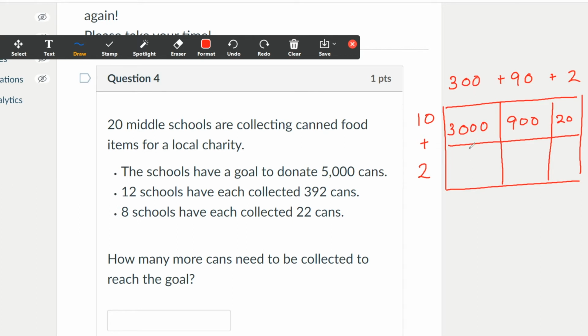Down here we have 300 times 2. That's 2 zeros. And then 3 times 2 is 6. Over here we're going to have 2 times 90. That's 1 zero. 2 times 9 is 18. And finally we have 2 times 2, which is going to be 4.